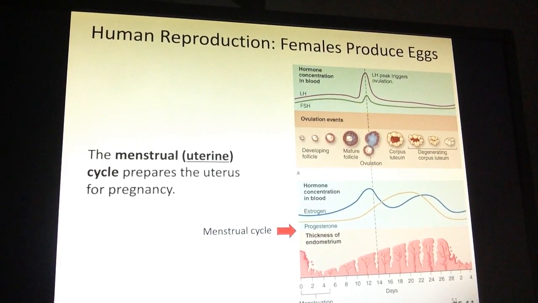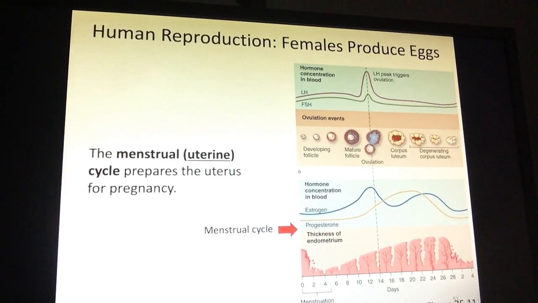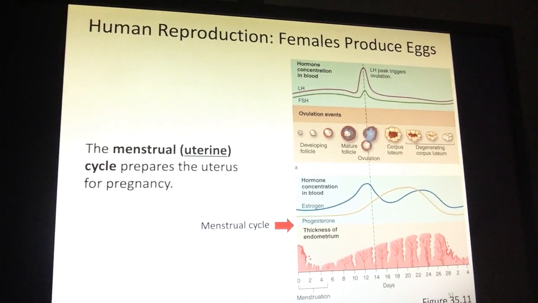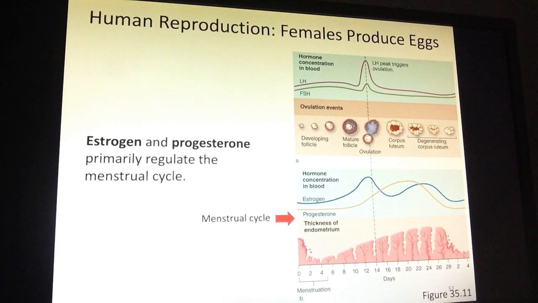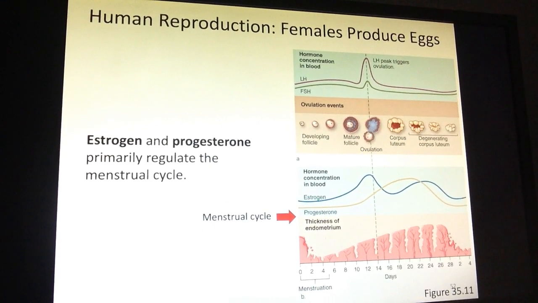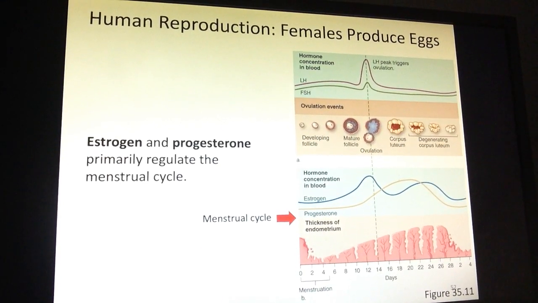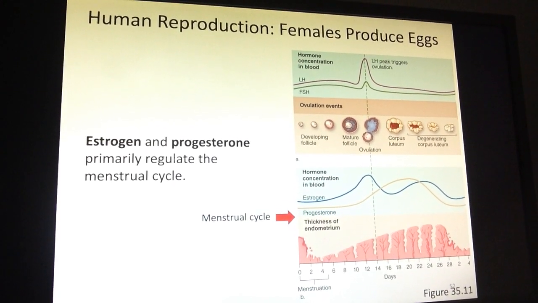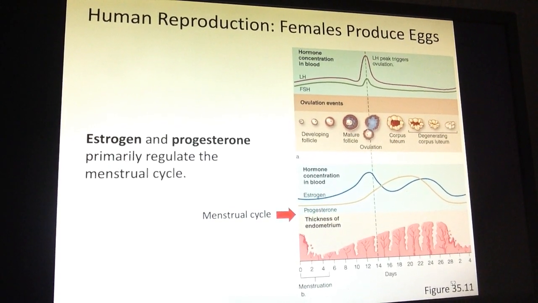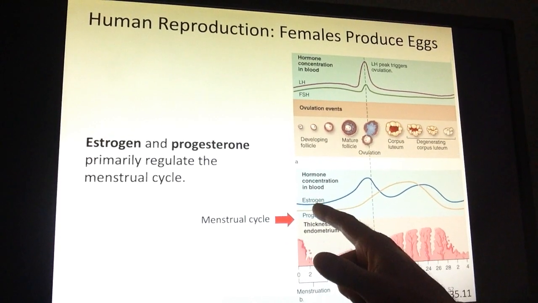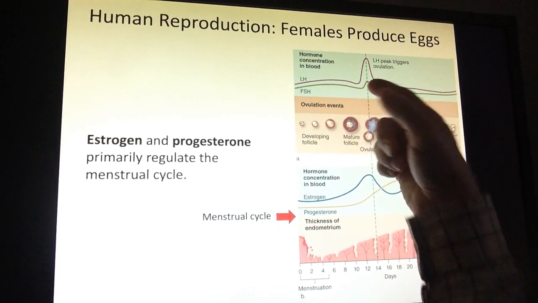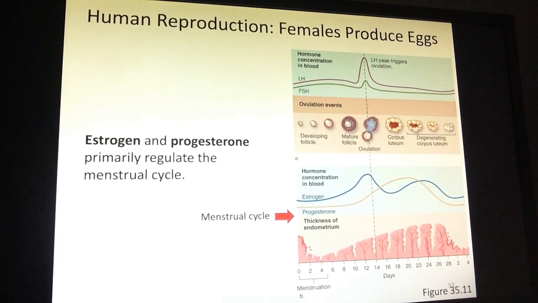The uterine cycle prepares the uterus for pregnancy, thickening of the lining, or the endometrium here. And progesterone is mainly responsible for the thickening of the endometrium. Estrogen is important as well. It also contributes a little bit, but its main job, as it increases here, estrogen, is that it's going to trigger the release of LH at the same time as it increases.